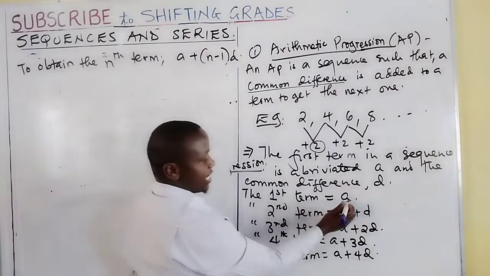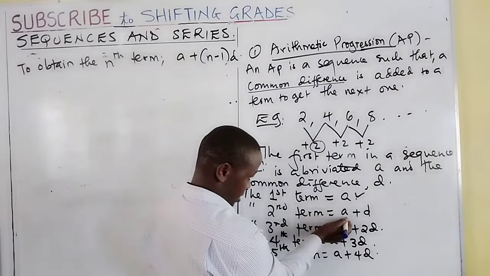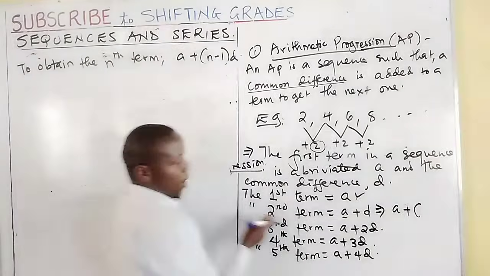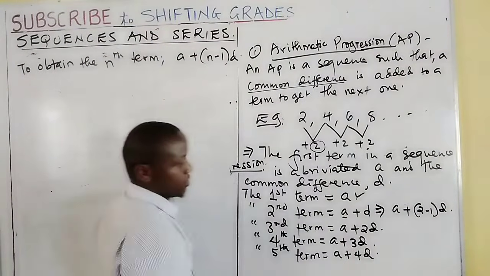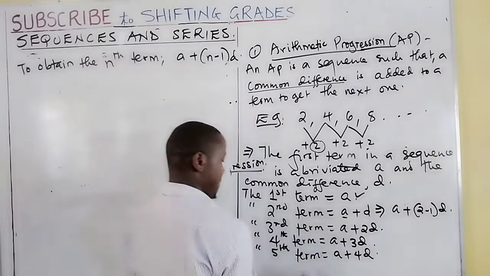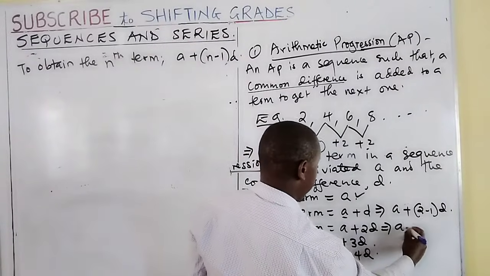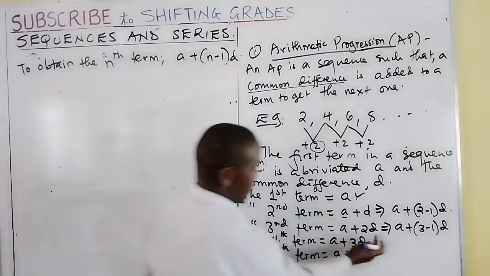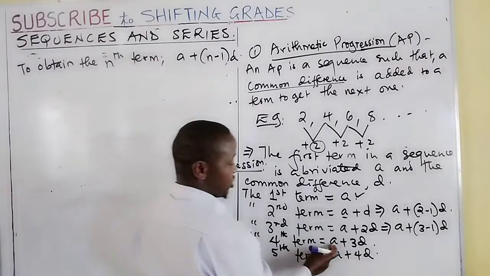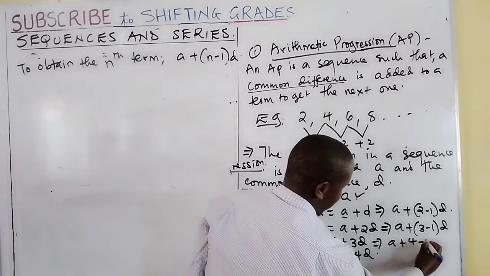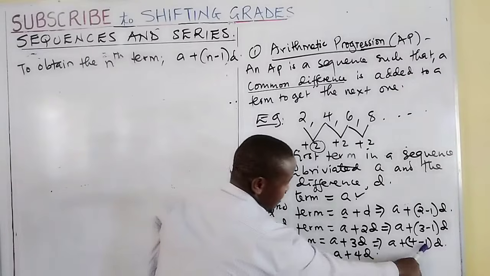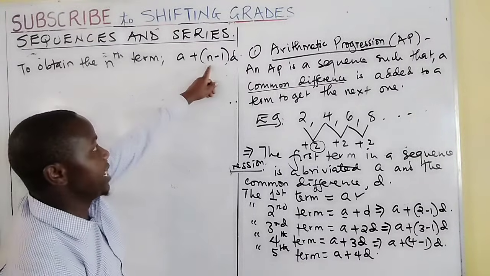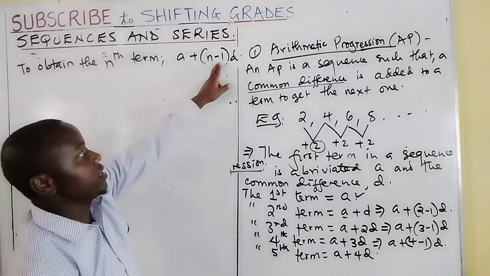For example, the first term is a. For the second term, we take a plus d, because n is 2, so we have 2 minus 1, then multiplied by d, which is 1 times d, so d. The third one, we have a plus 3 minus 1 into d, which is 2 times d, so 2d. The fourth one, a plus 4 minus 1 multiplied by d, which is 3 times d. Therefore, the general formula is the first term plus n, the position of the term, minus 1, multiplied by d.